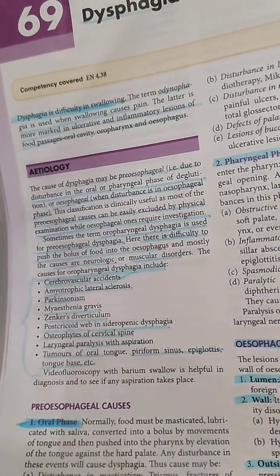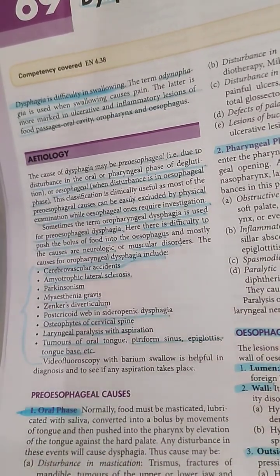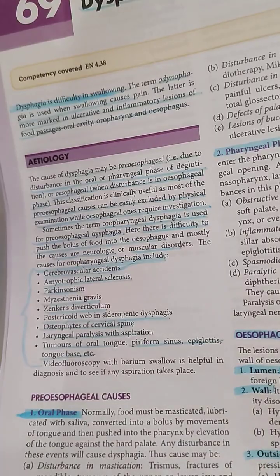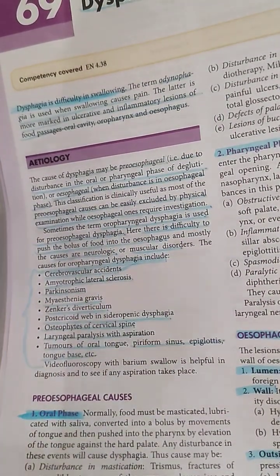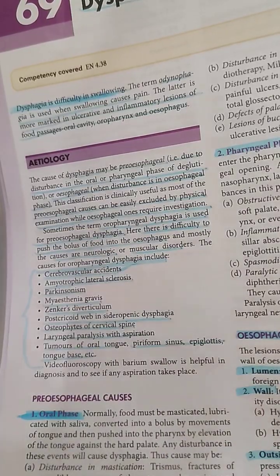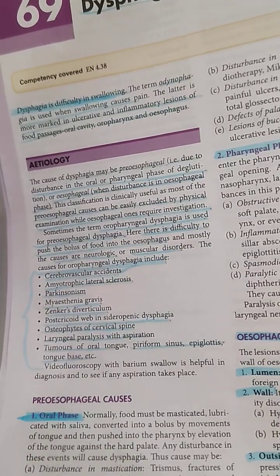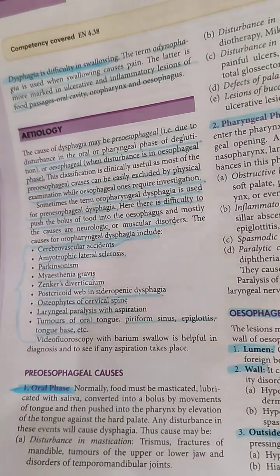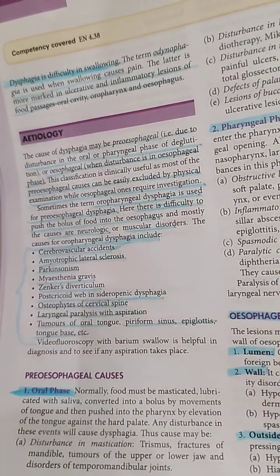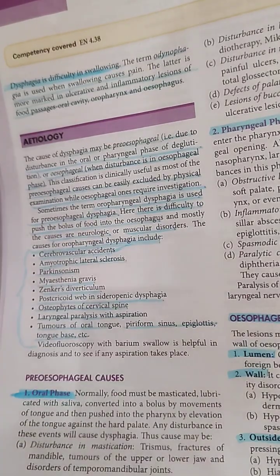There will be cerebrovascular accidents, CVA, or maybe Parkinsonism, myasthenia gravis, Zenker's diverticulum, amyotrophic lateral sclerosis, then laryngeal paralysis with aspiration, then tumors of the oral tongue or piriform fossa, epiglottitis, tongue base. These are the main causes for oropharyngeal dysphagia. And to find out if any aspiration is there, you can do video fluoroscopy with barium swallow. That is helpful in diagnosing and to see if any aspiration takes place.